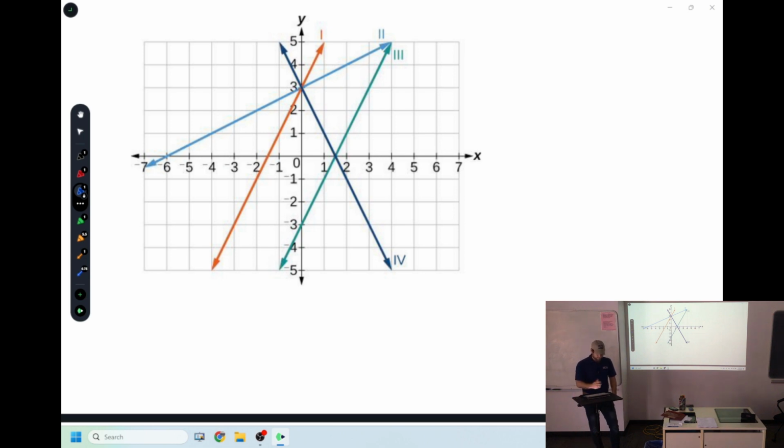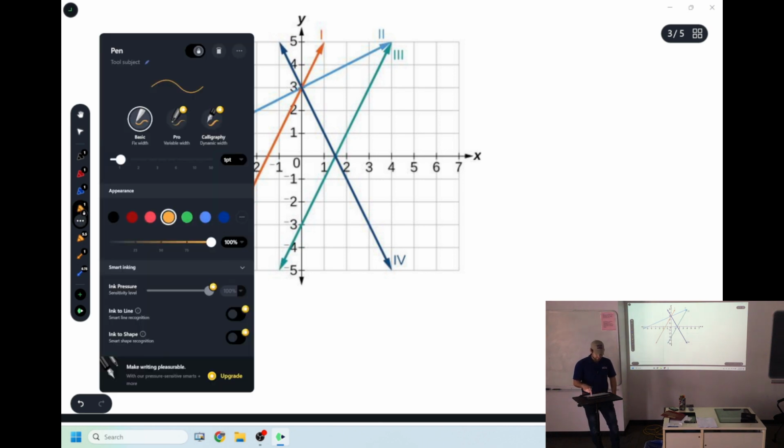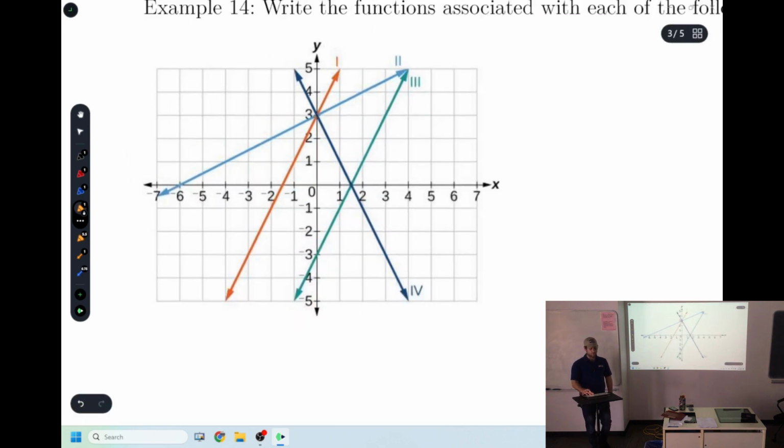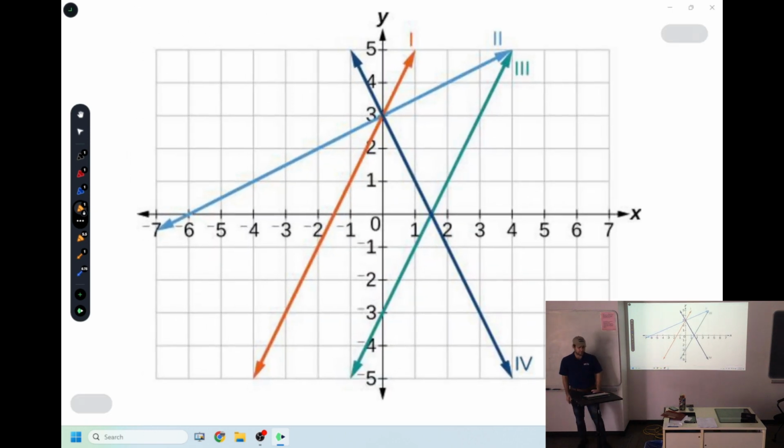Need we do all 4 colors? I don't think so. But we can start with orange. I think it's just saying, hey, here's 4 lines, 4 chances to practice. What do we know about orange?